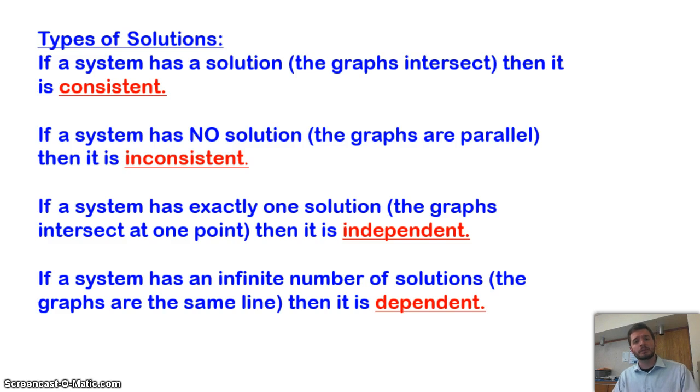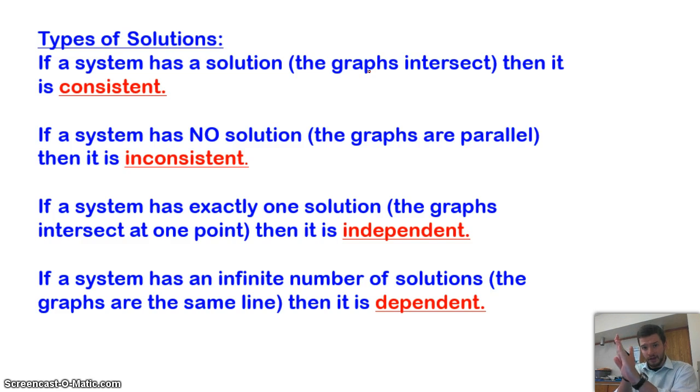Now in this one, I'm going to go through all the different types of solutions, and I'm going to go back to the last slide to give you an idea of what those are going to look like. If a system has a solution, any solution at all, it's considered consistent, meaning that they intersect. So including when they're overlapping.